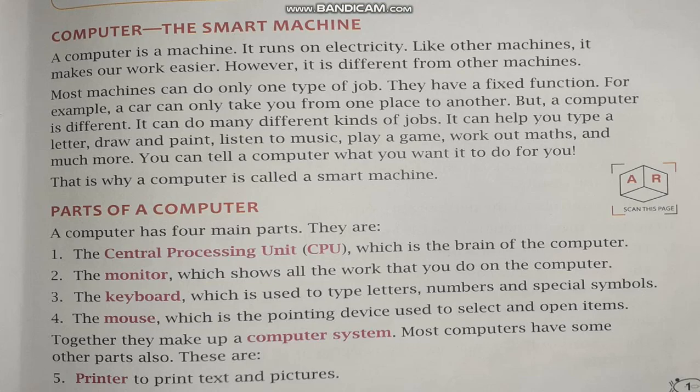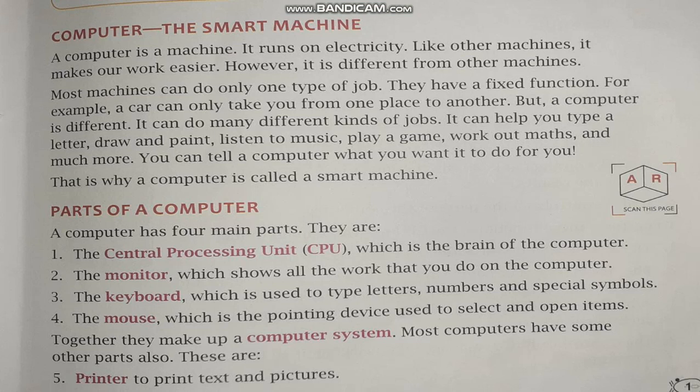Before we start, we recall: a computer is a smart machine. A computer runs on electricity like other machines. It makes our work easier. However, it is different from other machines. Most machines can do only one type of job. They have a fixed function. For example, a car can only take you from one place to another.